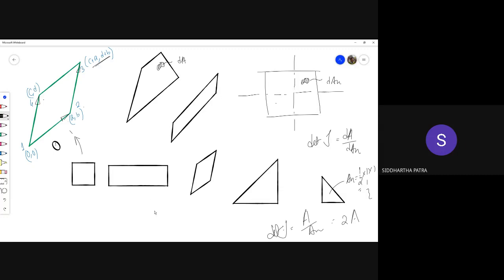and any other parallelogram. So for all of these cases, you will have a constant Jacobian. Are all of you getting a constant Jacobian when you take a parallelogram? Yes, sir. Okay. Is there anyone who is not?